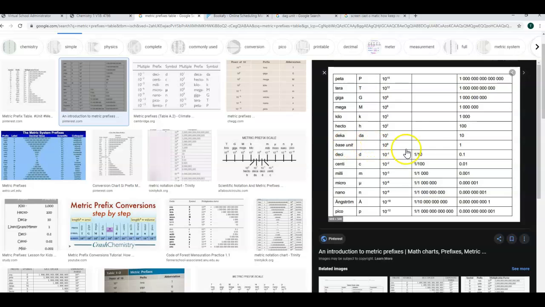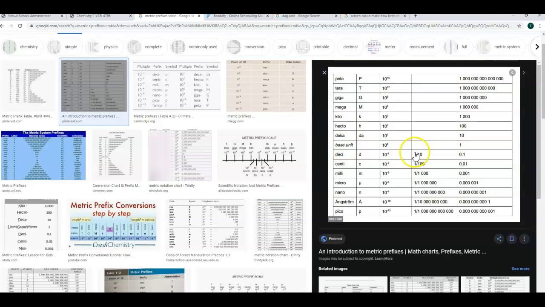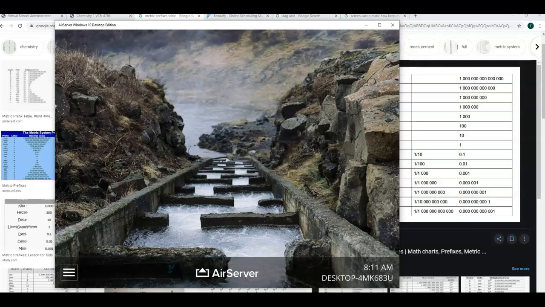So what I need to do is take kilograms and convert them into grams, and then take those grams and convert them into decagrams, right? So here's how you're going to do that. Let me just show you another window real quick. Set up my iPad.